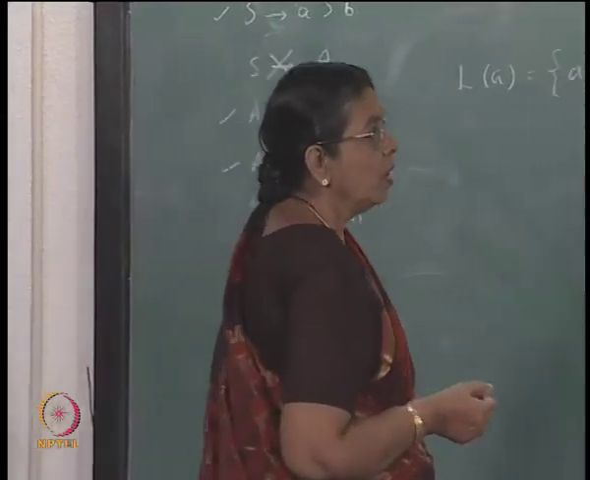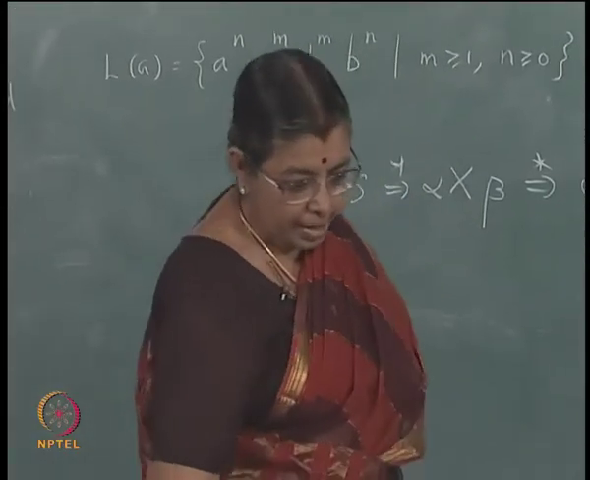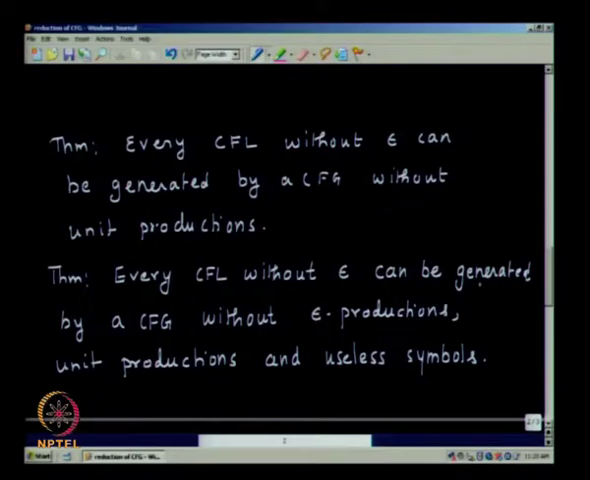So, now you have this result: every CFL without epsilon can be generated by a CFG without epsilon productions, unit productions and useless symbols. So, in which order do you go about it? Because, without loss of generality, we are assuming that the language does not contain epsilon.